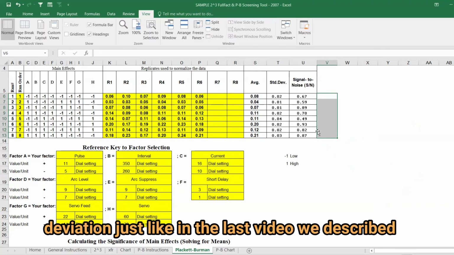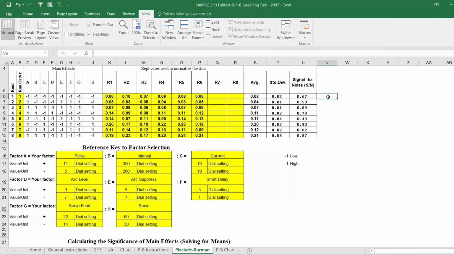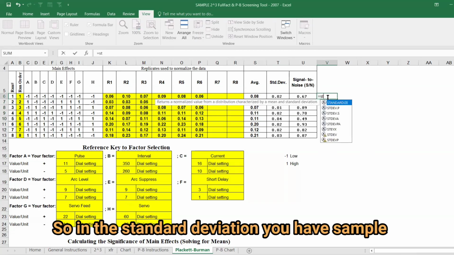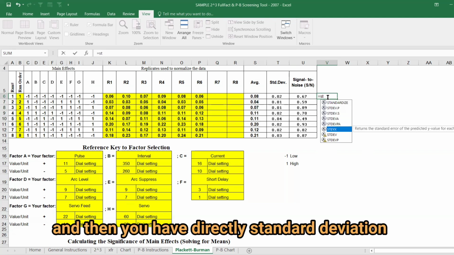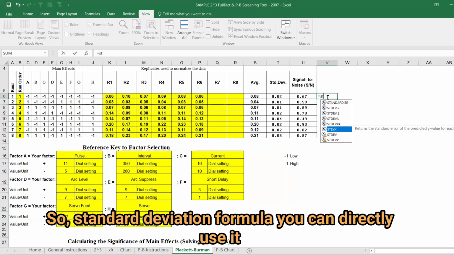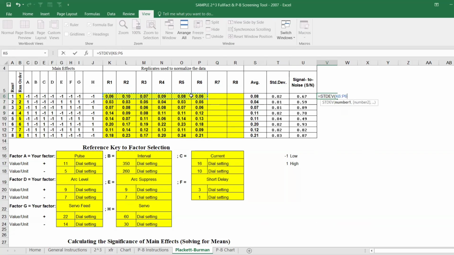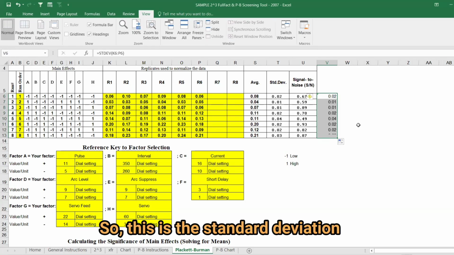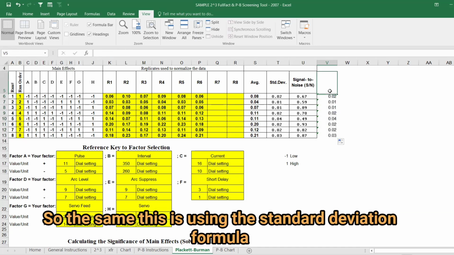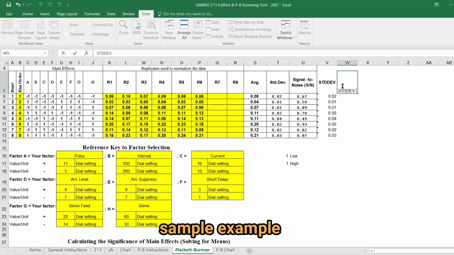For the standard deviation, just like in the last video, we described that it has used the standard deviation direct formula, right? In the standard deviation, you have sample, you have population, and then you have directly standard deviation, right? You can directly use the standard deviation formula. For example, the standard deviation of this is 0.021, right? So the same, this is using the standard deviation formula. And let's say you want the standard deviation sample example.